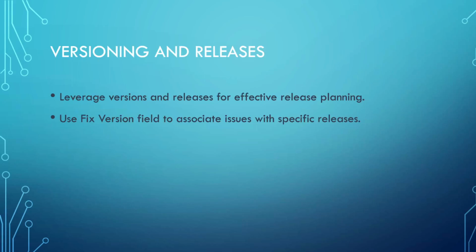Versioning and releases. Leverage versions and releases for effective release planning, and use the fixed version field to associate issues with specific releases. Yes, this is important because the features are going to be released in versions, right? Version 1, version 2, version 3, and so on. So it's really important to be able to say that this user story is part of the first release, this one is part of the second release, this one is part of the third release.